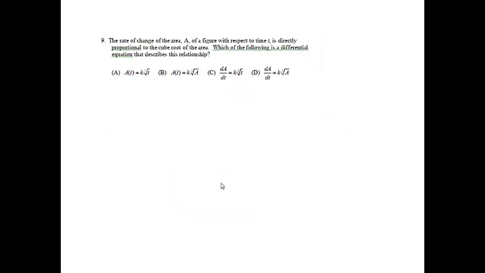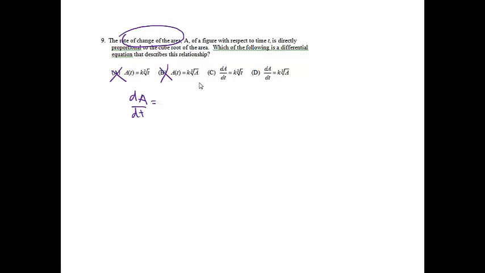Okay, number 9. The rate of change of the area A of a figure with respect to time t is directly proportional to the cube root of the area. Which of the following is a differential equation that describes this relationship? First of all, they're talking about the rate of change of the area, which is a derivative, so I know my equation has to start with dA dt, which means I can automatically cross off A and B.